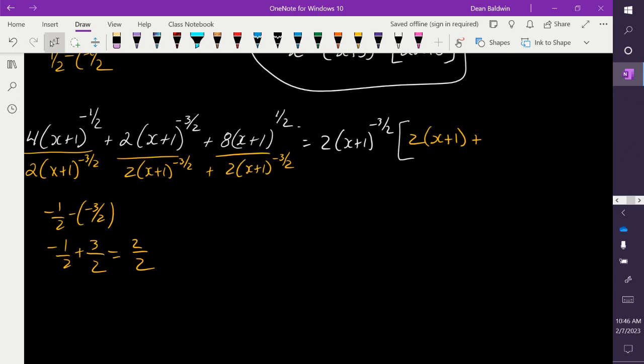Plus the middle term, everything disappears, right? So it's just a 1. Final term, 4. 1 half minus negative 3 halves. Flip the signs. 1 half plus 3 halves is 4 over 2, which is 2.